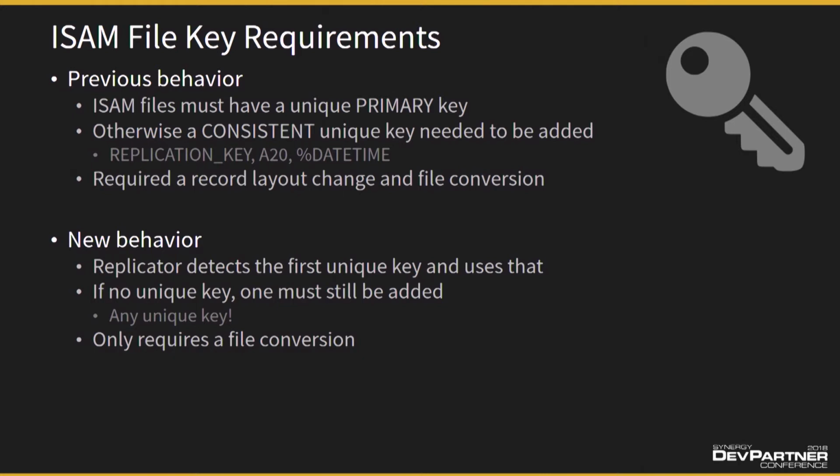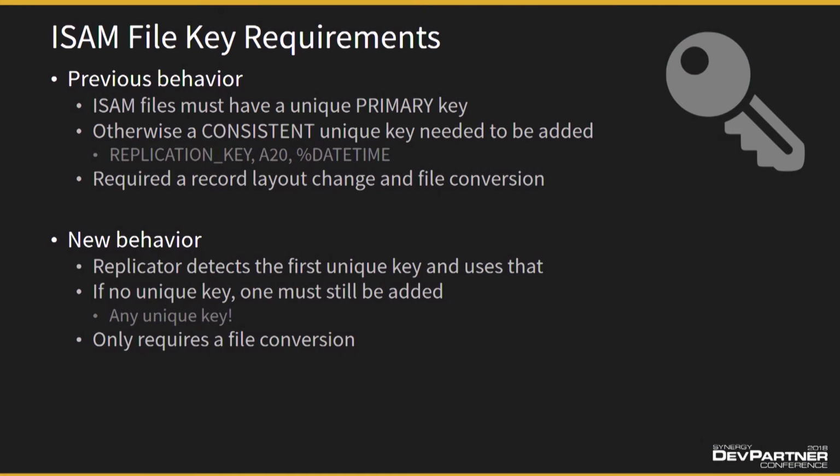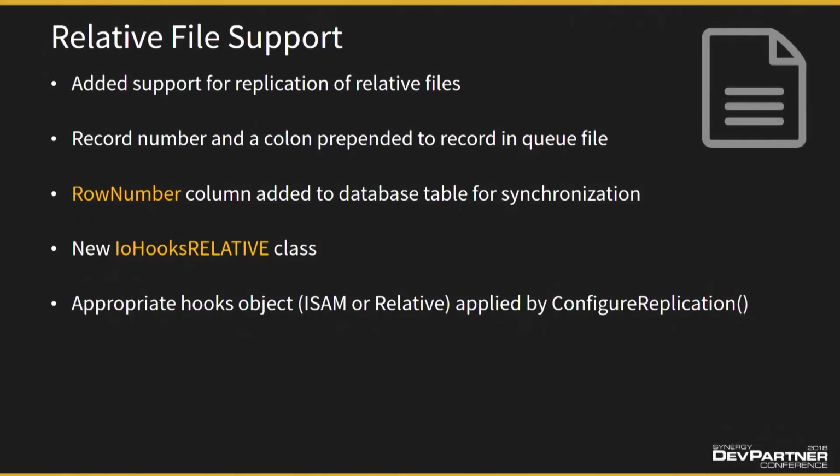Now, in the current implementation, the replicator will look at the file when it first opens it, and it will go out looking for a unique key. It doesn't matter which key it is. If the primary key is not unique, it will look at key 1, key 2, key 3 until it finds a unique key, and that is the key it will use to synchronize changes between the file and the database. So as long as your file has at least one unique key, then you're good to go with replication and you don't have to change the file. If it doesn't, then I'm afraid you still have to add one, and every now and again we come across that. But that made it significantly easier to implement replication in most cases.